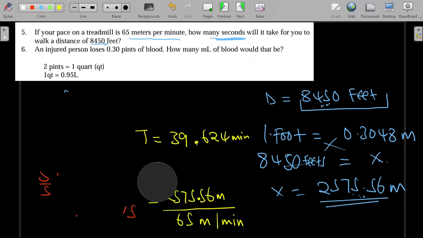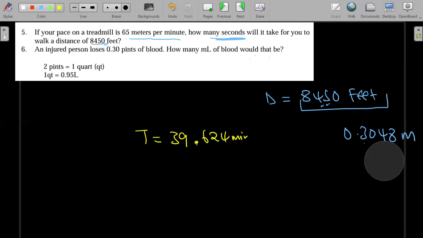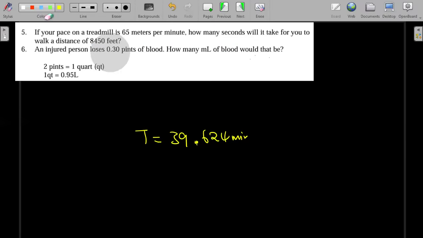And then since we have the time in minutes, we can easily convert it to seconds. We know that 1 minute has how many seconds? 60 seconds. So what about if I have these minutes now? 39.624 minutes will give me how many seconds? So cross multiply.